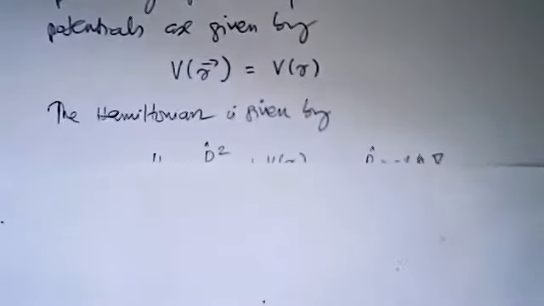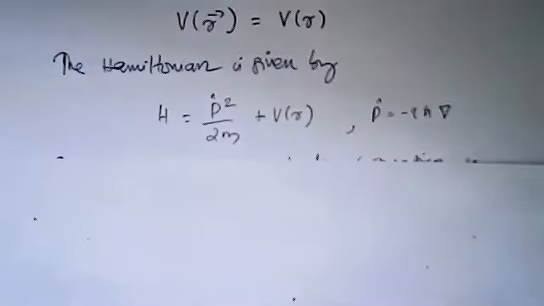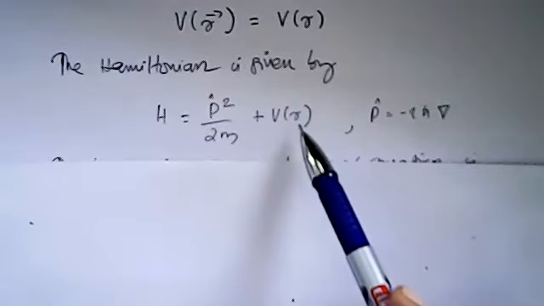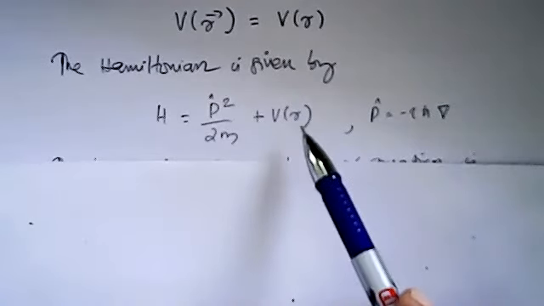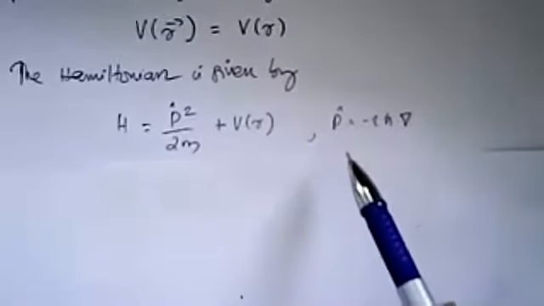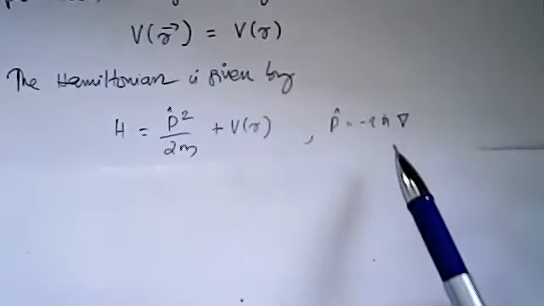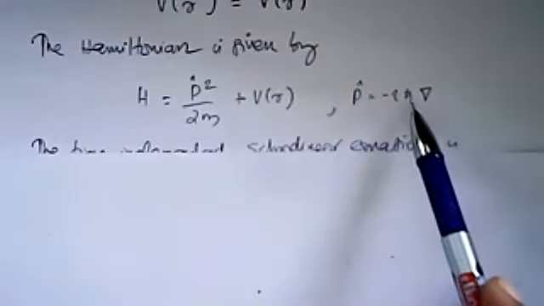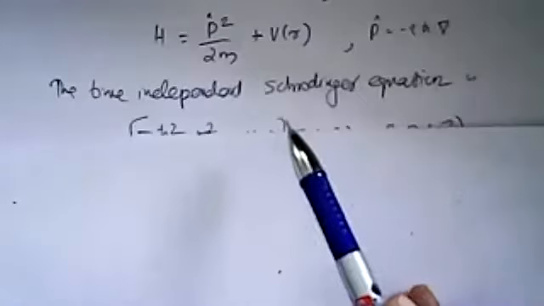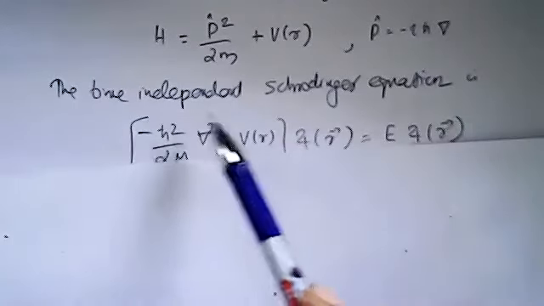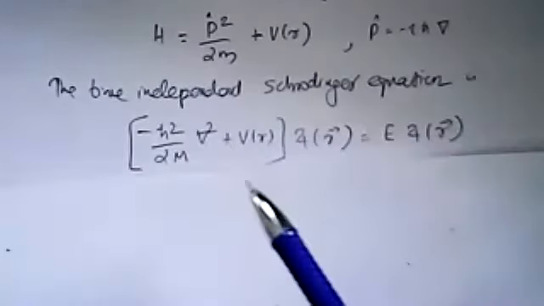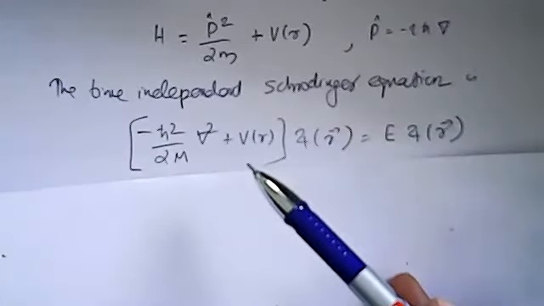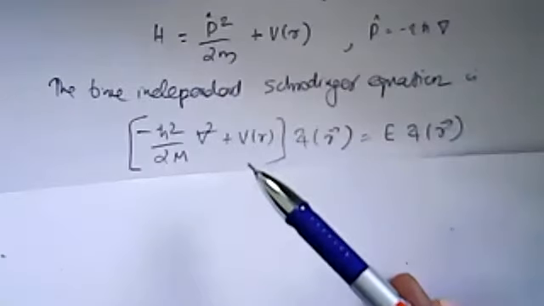So the Hamiltonian is given by the usual p square by 2m plus V of r, not vector r, V of r. So in this expression, you can substitute p equal to minus i h cross del, so that p square is minus h cross square del square. So the Schrodinger equation is time independent. Why is it time independent? Because the potential does not change with time.